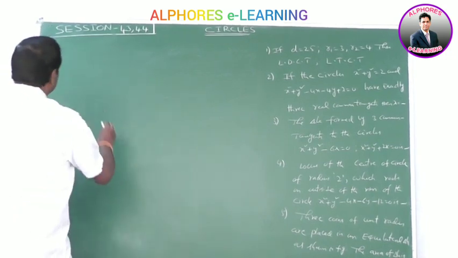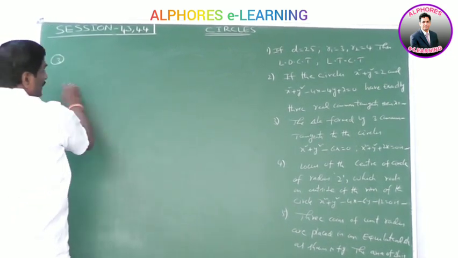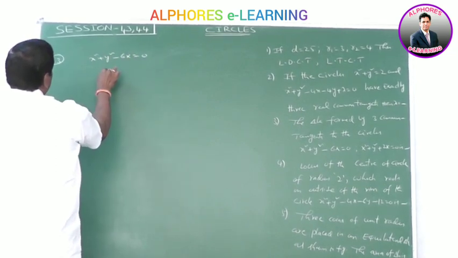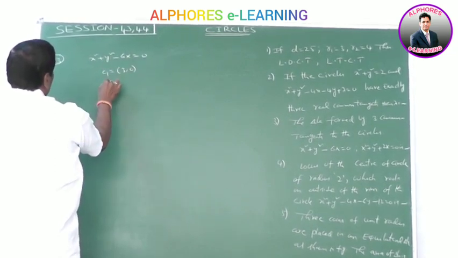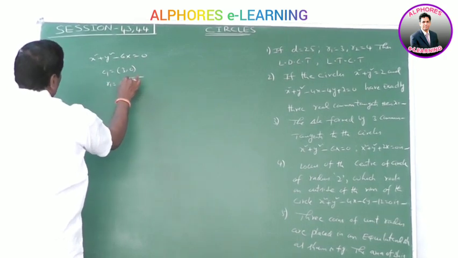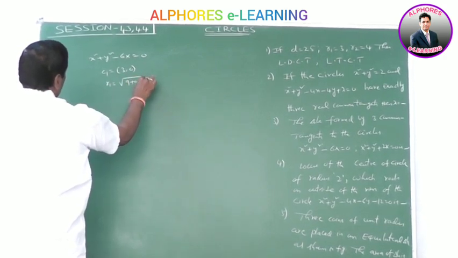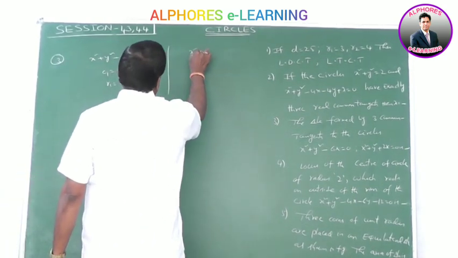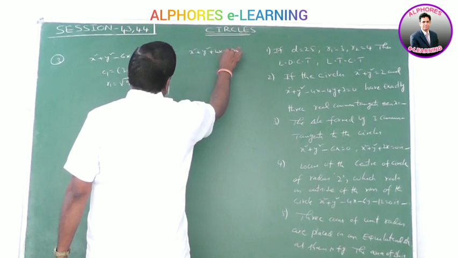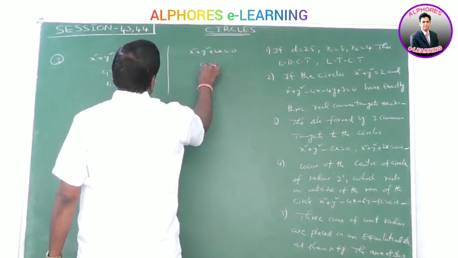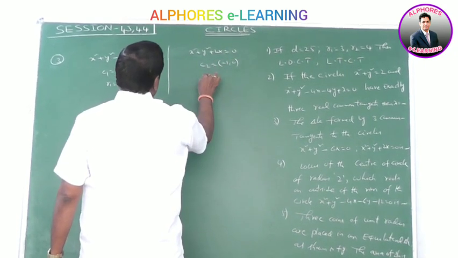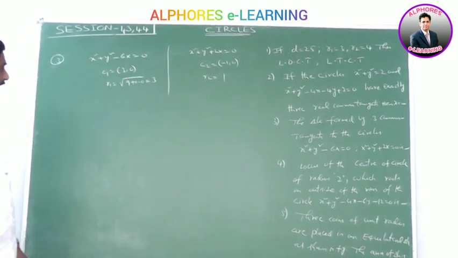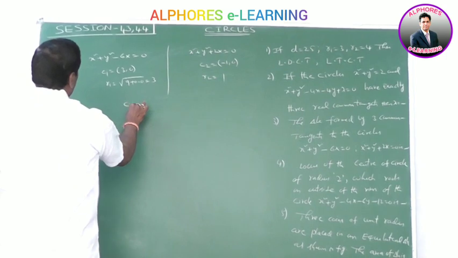From the given third one, the first circle equation is x square plus y square minus 6x is equal to 0. Here C1 is equal to 3 comma 0. Radius of the circle R1 is equal to root over g square plus f square minus c, which means 3. The second circle equation is x square plus y square plus 2x is equal to 0. So the center of the circle C2 is equal to minus 1 comma 0. Radius of the circle, root over g square plus f square minus c, means 1. Clearly, C1C2 is equal to 4.